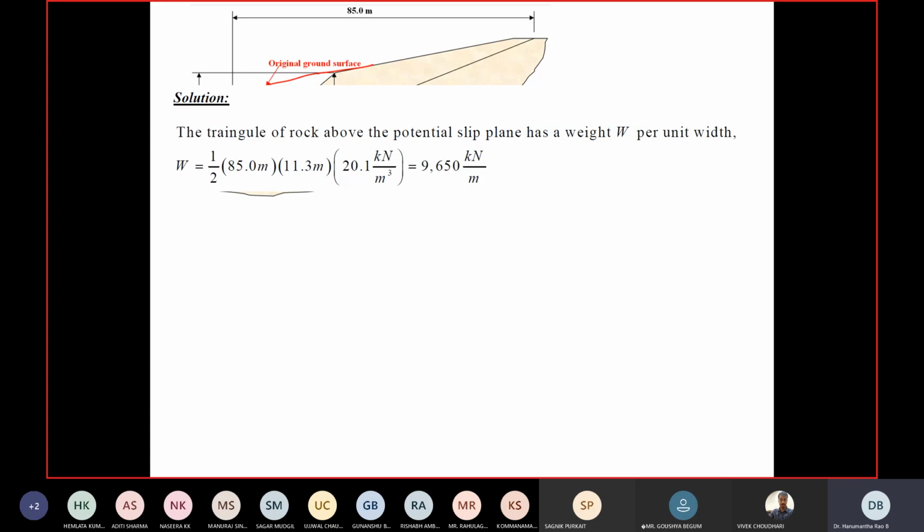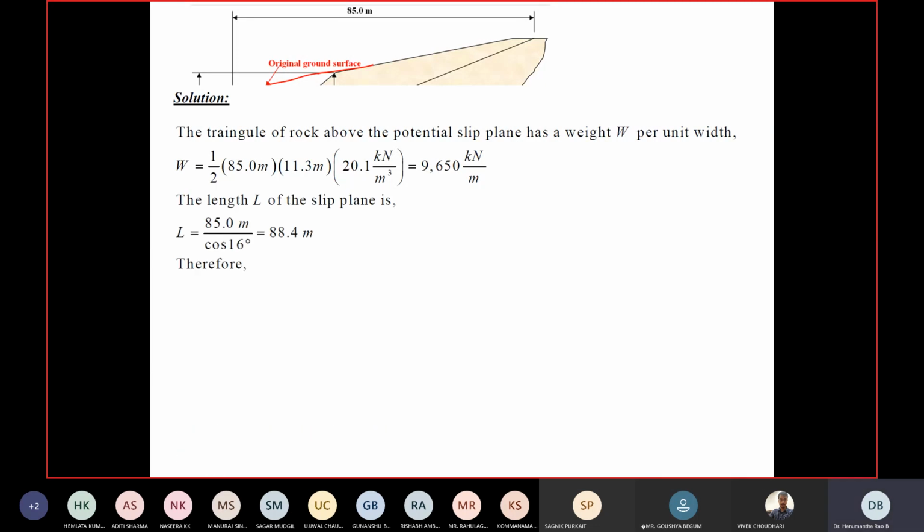So we are following the triangular law. The total base width of the triangle is 85 meter and the peak height is 11.3 meter. So this gives the total area. Area multiplied by the density, that is 20.1. Then what you will get is the total weight of the triangle, or the total weight of the driving component that is causing the maximum shear stress.